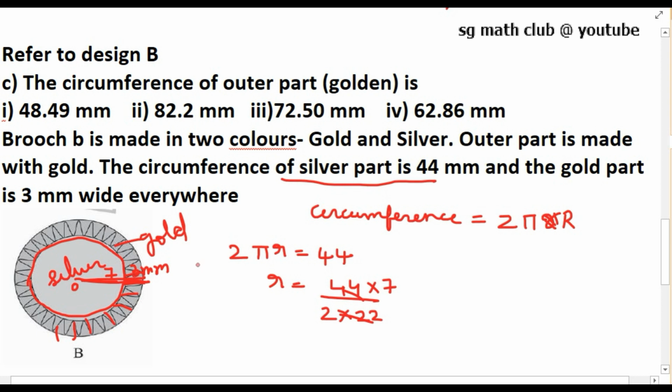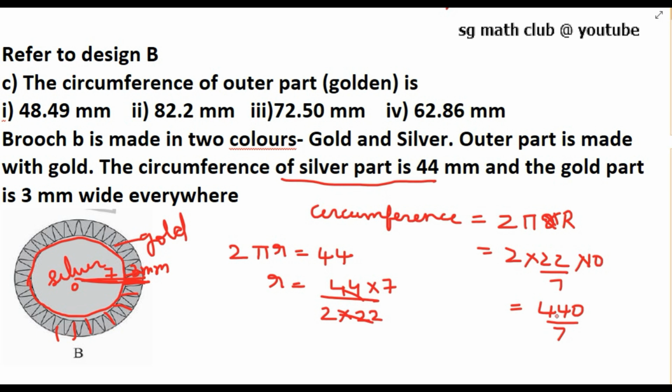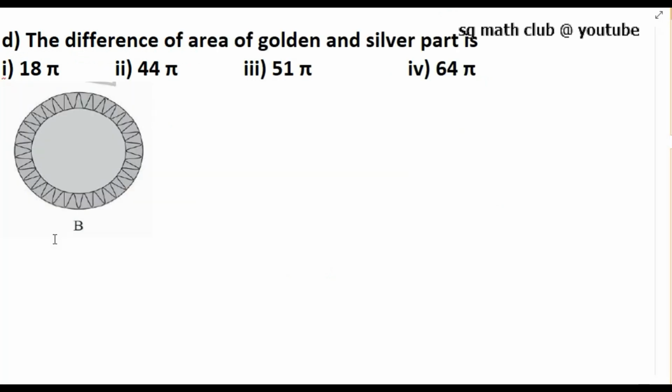So this outer circumference will be 2 into 22 by 7 into 10, which is equal to 440 divided by 7. When you divide, your answer will be 62.86 millimeter.